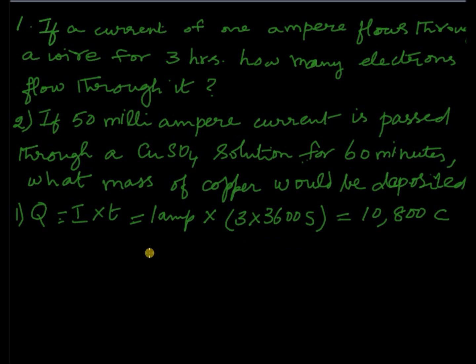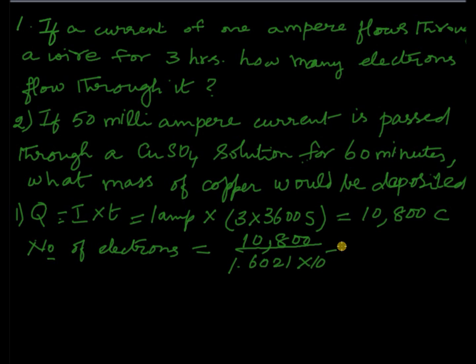Now what relationship do you need to solve the problem? You have calculated the charge that has passed through the wire as so many coulombs. You know the charge carried by a single electron, and you are required to find out how many electrons flow through. So obviously the number of electrons can be calculated by dividing this charge that has passed through the wire by the charge of an electron, which is 1.6021 into 10 to the power minus 19. Both are in coulombs. So that will straight away give you the number of electrons, which is 6.75 into 10 to the power 22.